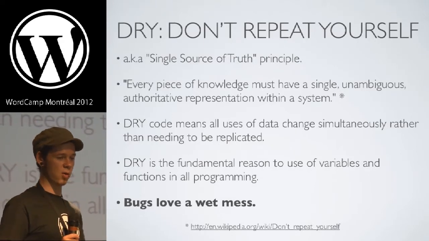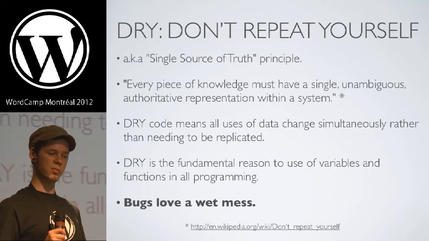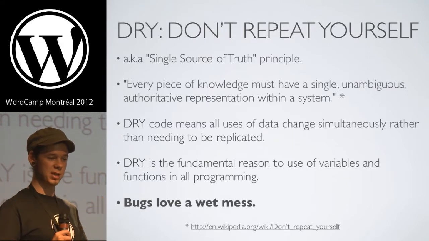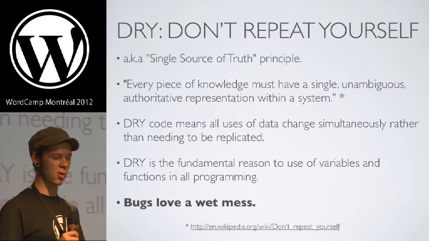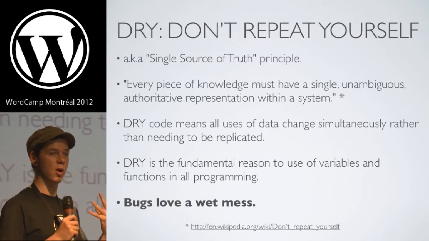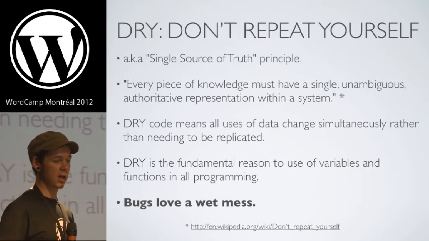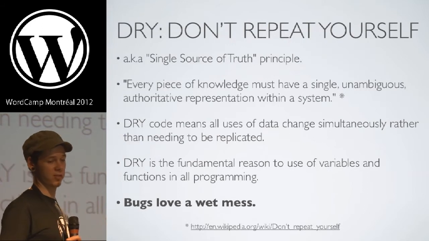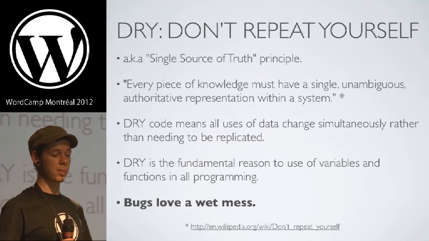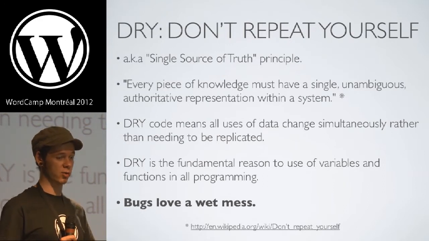So what does don't repeat yourself mean? It is also called the single source of truth principle, and according to Wikipedia, it means every piece of knowledge must have a single, unambiguous, authoritative representation within a system. So everything should only be there once. And when your code is dry, or anything is dry, then all the uses of it change together when you change it, rather than you have to recopy it over and over and over again.